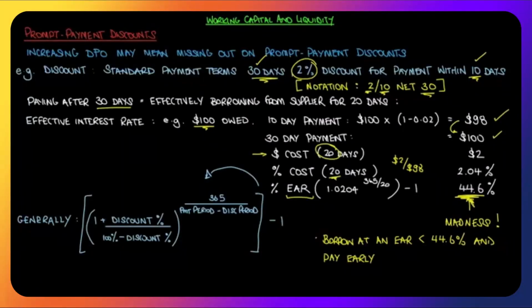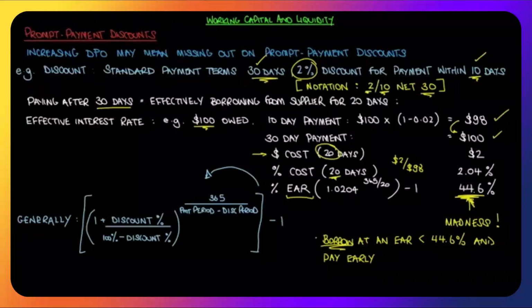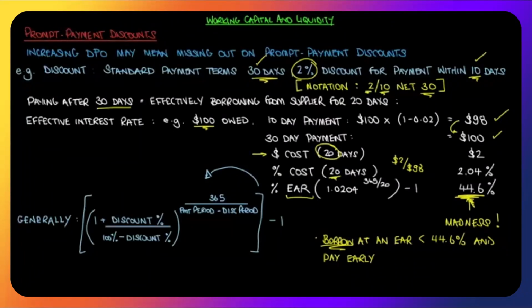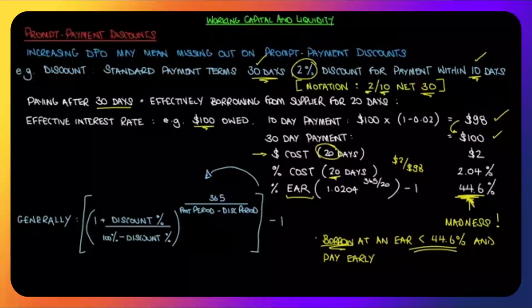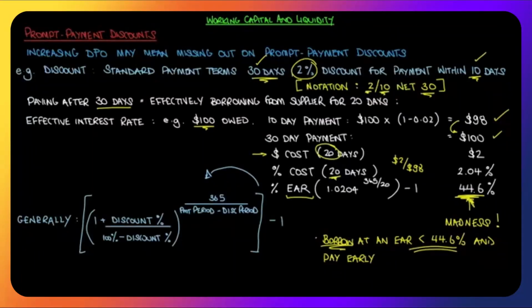If this discount is on offer, you should take advantage of it. Problem may be, you don't have the cash available, the liquidity available to take advantage of it. Well, if you don't, borrow. As long as you can borrow here at an effective annual rate less than 44.6%, and let's hope we can or we're in real trouble, you should borrow and pay early, and you'll still come out better than you would by delaying and missing out.